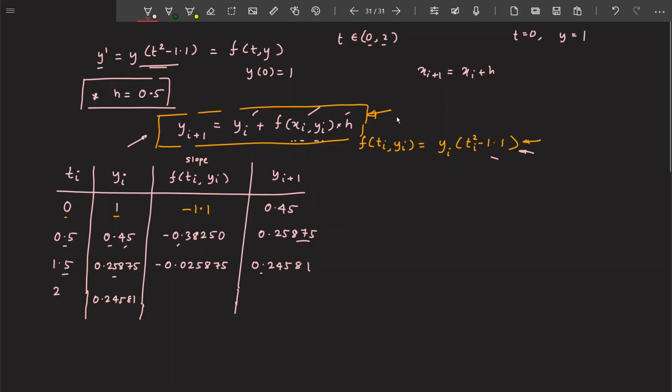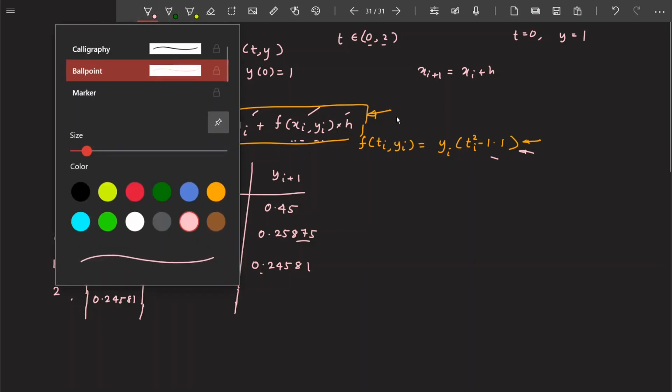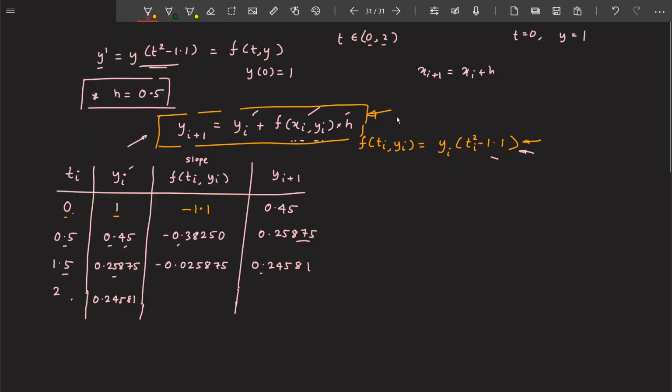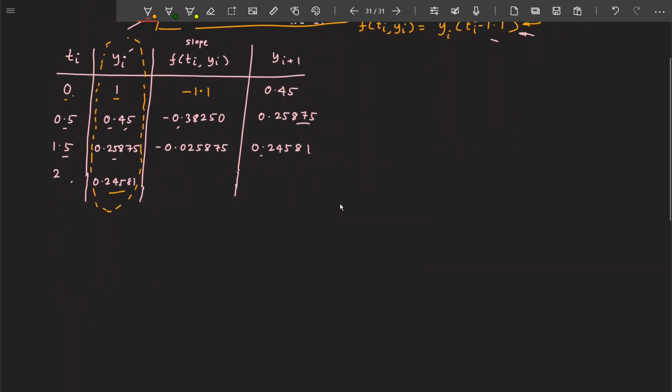Now you tell me, do we need to move ahead? Obviously we don't need to move ahead, because what we wanted was the value of y from 0 to 2. And if you see here, you have already calculated the value from 0 to 2, so you don't need to go any further. This is where you're going to stop. So this is the value that you're getting.